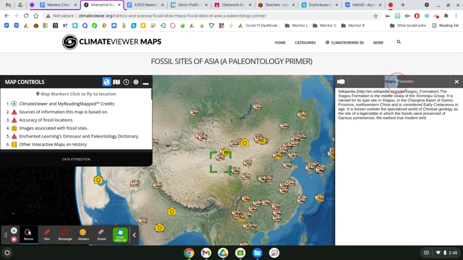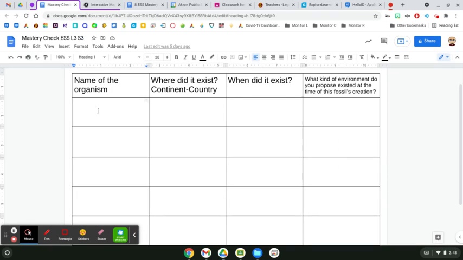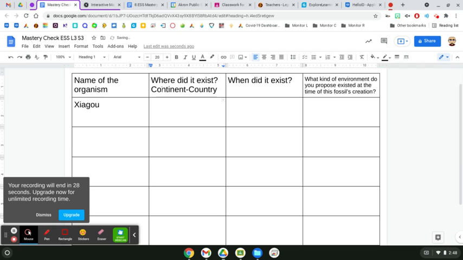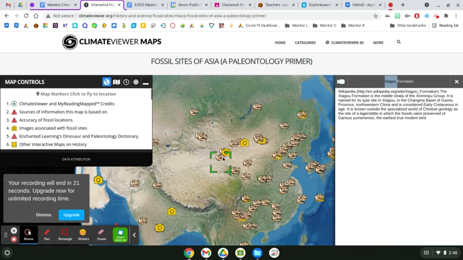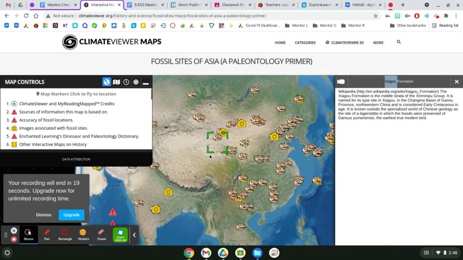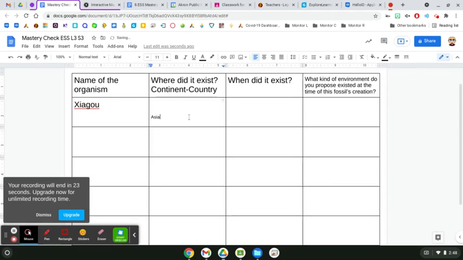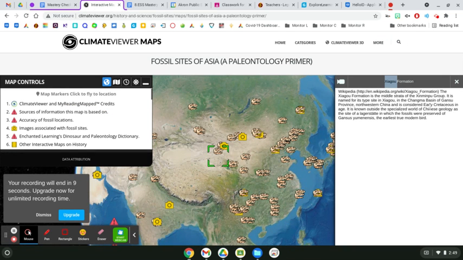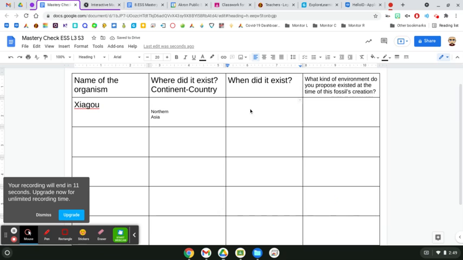I'm just going to pretend that Zhaigao, if I'm even saying that correctly. So I copied that, the Zhaigao Formation. Where did it exist? What continent? We are on Asia. We could say Northern Asia, what we could describe that as. Northern Asia. When did it exist? We could look at it and try to figure out what period or what time frame it existed. The blah, blah, blah period.